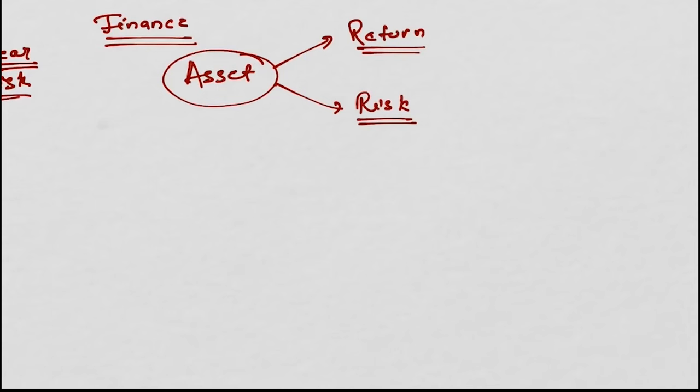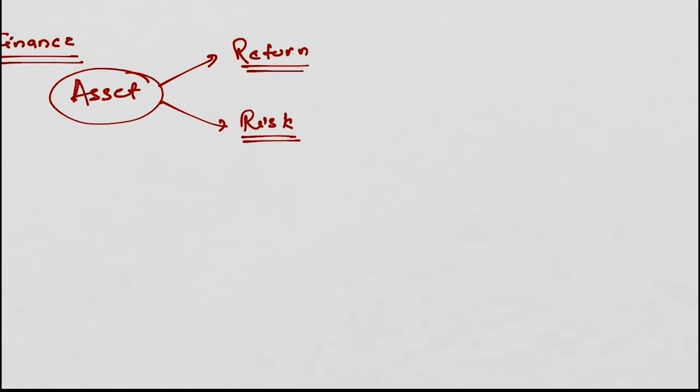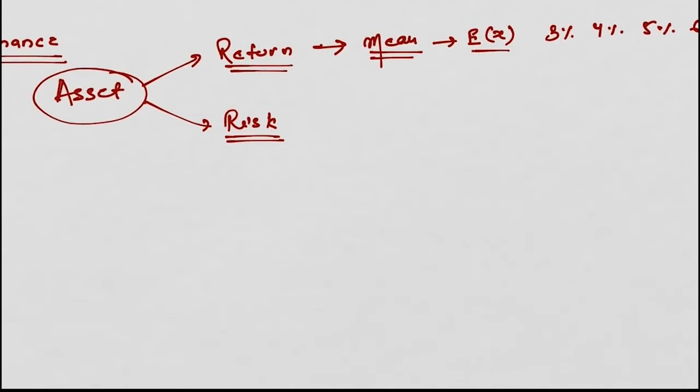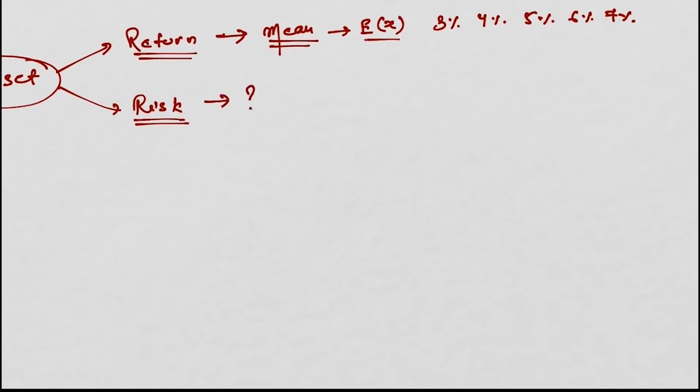Tell me the return, tell me the risk. What return on an average will you give in the investment? What is the formula for the return? We discussed it, and that is the mean, finding the expected value of the return. For example, we took 3%, 4%, 5%, 6% and 7% as the different possible returns of a stock. Take their average: on an average, 5% is the expected return of this investment. But we didn't discuss the methodology to calculate the risk. After all, how do we calculate risk? What is the quantification procedure to calculate the risk, the fear?